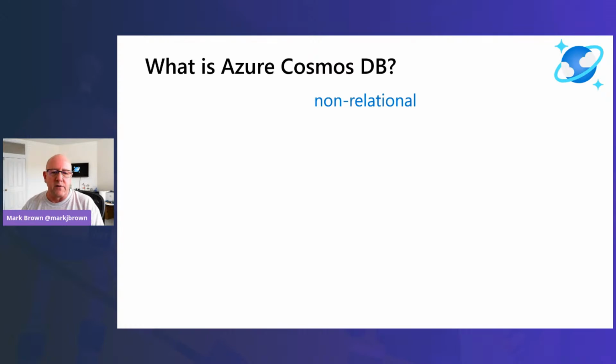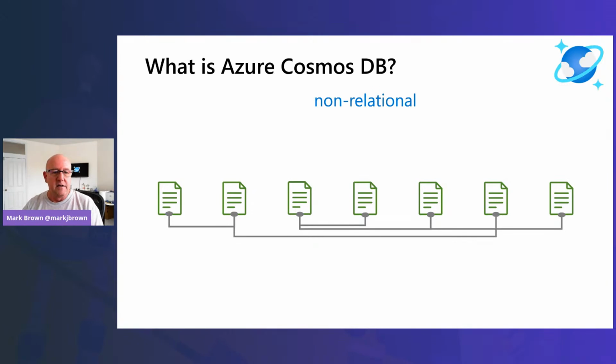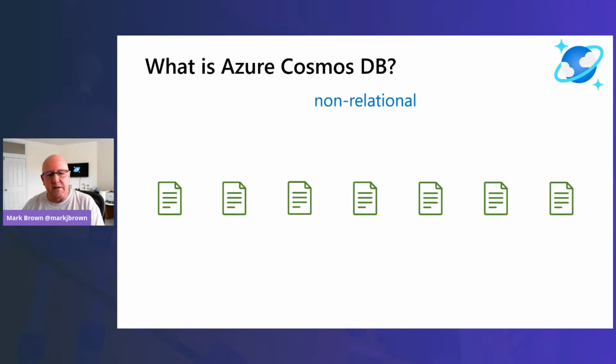Now, Cosmos DB is also non-relational. When working with relational databases, you have the ability to define constraints between the different entities you're storing. This lets you create foreign keys, perform join operations, those types of things. Non-relational databases like Cosmos DB don't implement any of these relational constraints.